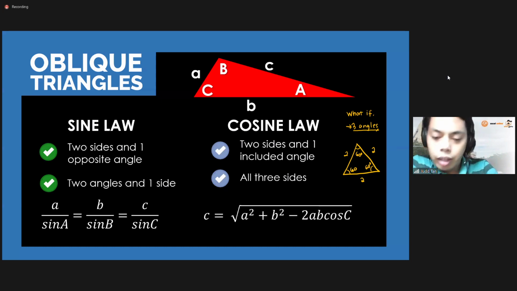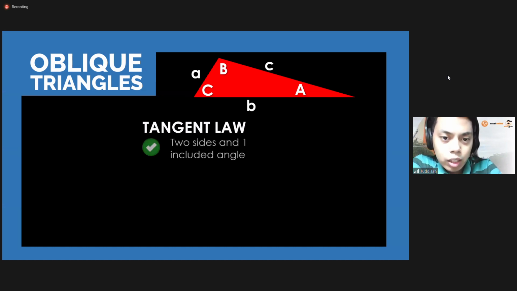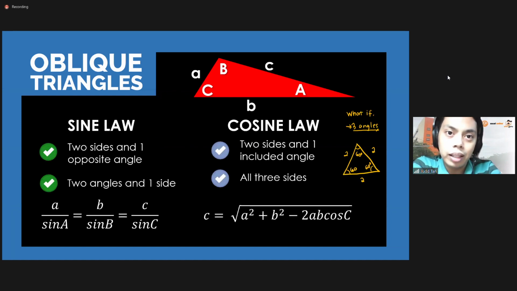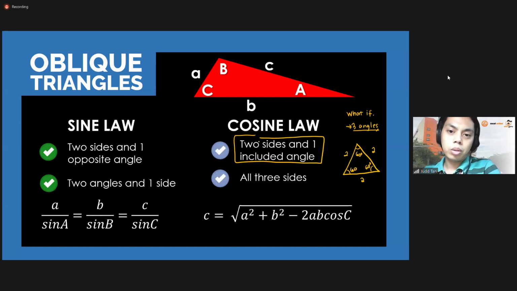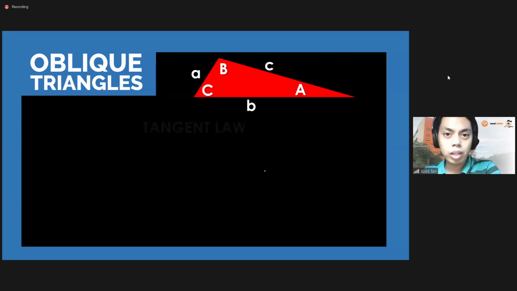So, tingnan niyo guys yung purpose ng tangent law. The tangent law can solve this scenario kapag may dalawang sides tsaka isang included angle. Saan natin nabasa to? Okay? Scenario po siya para sa cosine law, no? Two sides and an included angle. Parang redundant na, no? Redundant. Okay? So, cosine law na lang, no? Cosine law. Sir, what if gusto kong tangent law, sir?